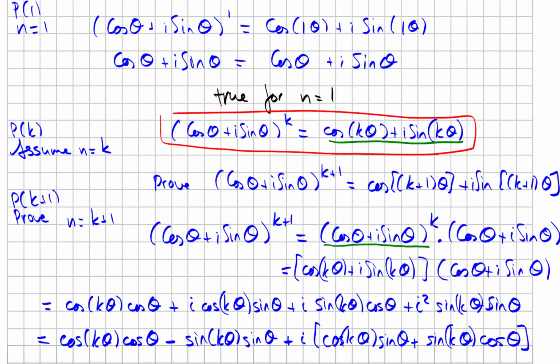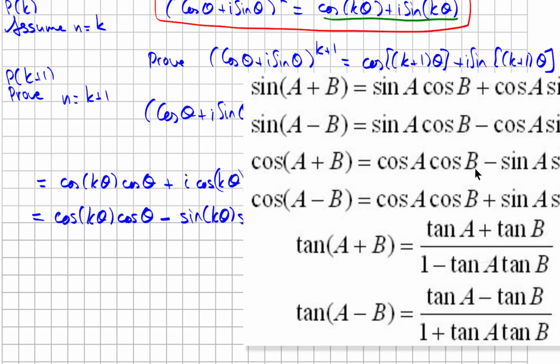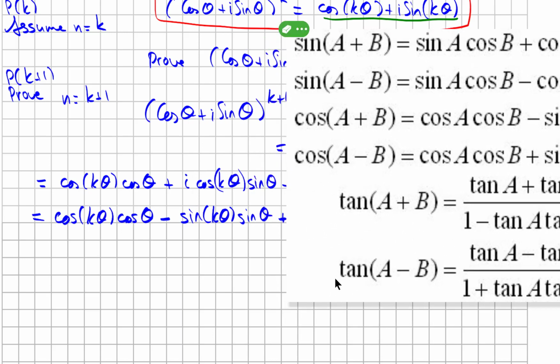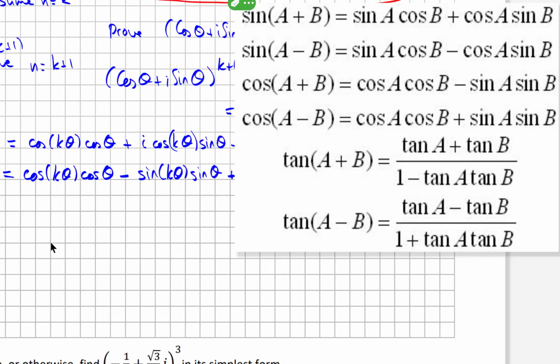Right, now the next step, we will use our trigonometric formulas, looking at the compound angle formulas in particular, because what we have here will fit the compound angle formulas. So these are the compound angle formulas that I'm talking about. So let's examine our terms. If we look at the first half here, the reals, you've got cos k theta cos theta minus sine k theta sine theta. So cos cos minus sine sine. That, as you can see, fits the third of the compound angle formulas.